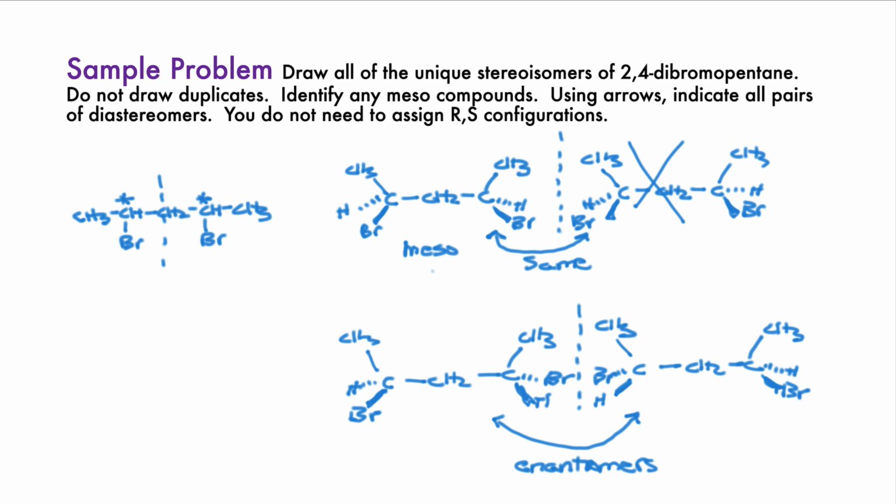Then we can identify two pairs of diastereomers: the meso compound and the first enantiomer, and the meso compound and the second enantiomer.